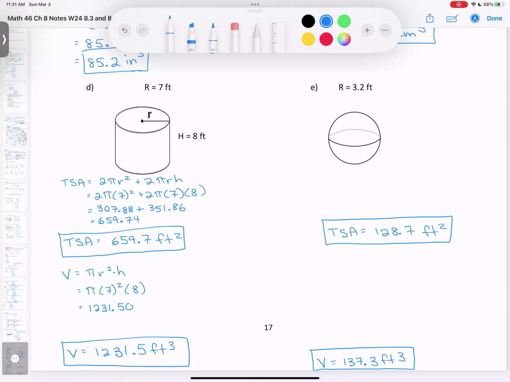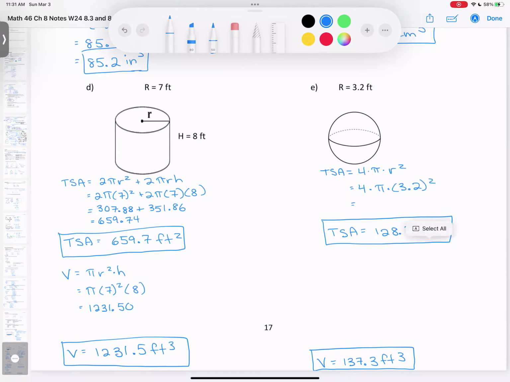Okay, last one. This time we have a sphere. So total surface area for a sphere is, oh, it's a nice one. I like it. 4 times pi times r squared. Okay, so that's going to be 4 times pi times r squared, where r here is 3.2 squared.